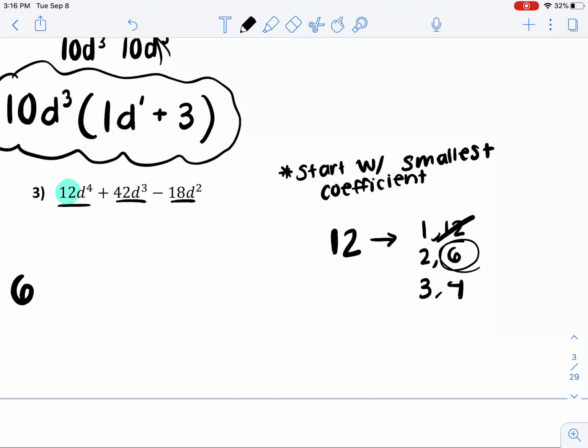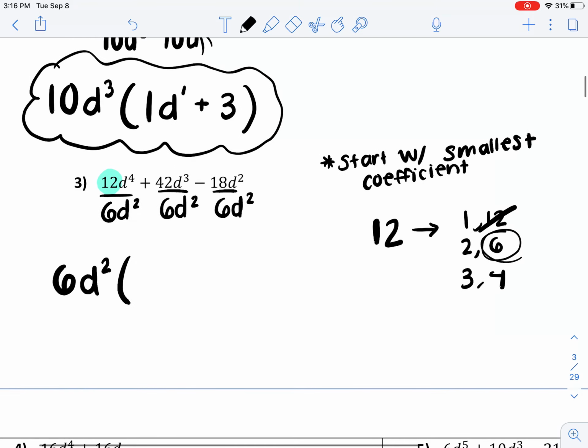Next up, I need to pick my variables that go into the GCF, and we are picking the smallest exponent. So we've got 4, 3, or 2. So 2 is the smallest exponent, so that means my GCF is 6d squared. So I will divide these all by 6d squared. And now we actually do the division.